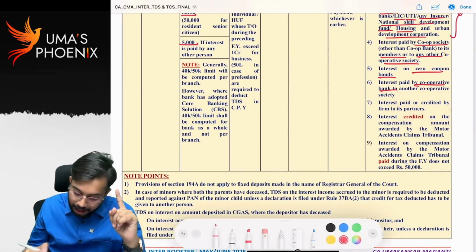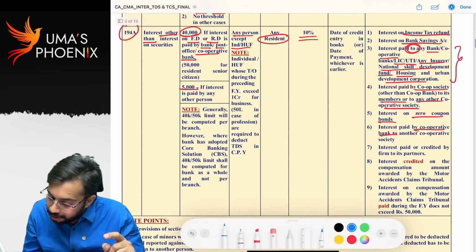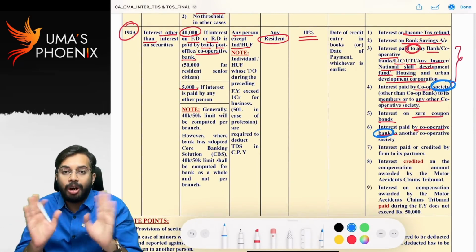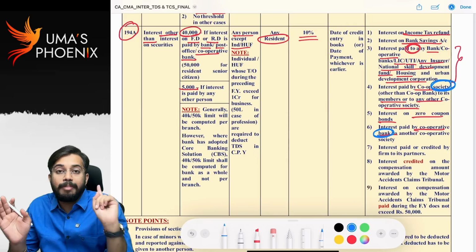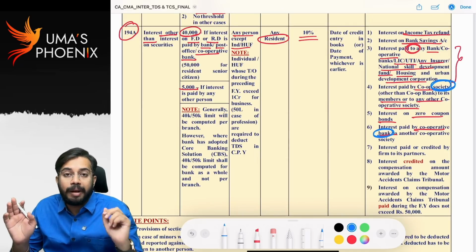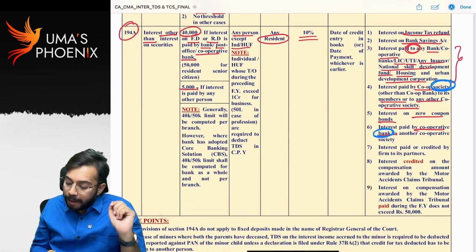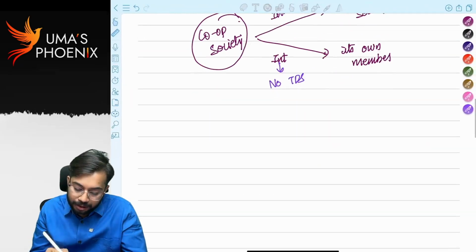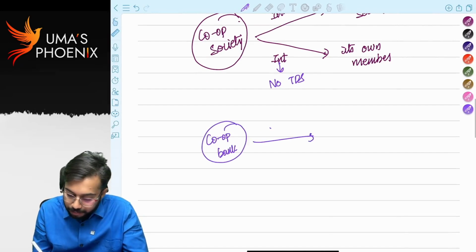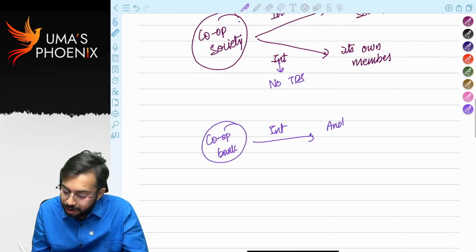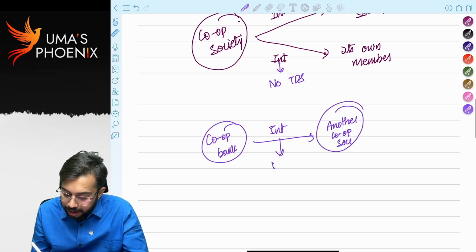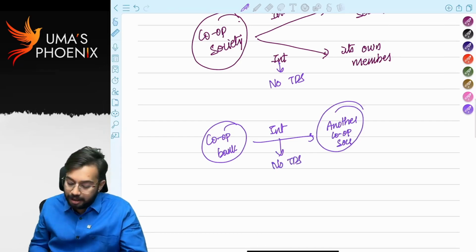My dear friends, listen carefully. Here I said cooperative society. Here I am saying about cooperative bank. Both are not cooperative societies. Fourth point is discussing about cooperative society. Under fourth point, payer is cooperative society. Under sixth point, payer is cooperative bank. So if cooperative bank pays interest to another cooperative society, on this interest, no TDS is required to be deducted. Is it clear? Are you able to understand?